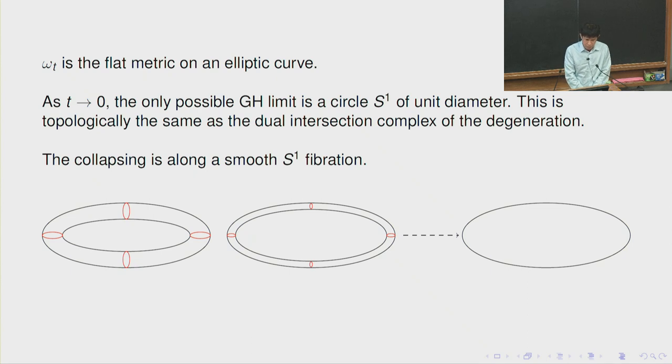So this is n equals 1, so omega t is a flat metric on an elliptic curve. As t goes to 0, this flat metric, we know that the only possible degeneration is to collapse to a circle, as this picture shows. Abstractly, we know it has to be a circle if the diameter equals 1. And the collapsing is a long, smooth circle fibration. You collapse the other circle.